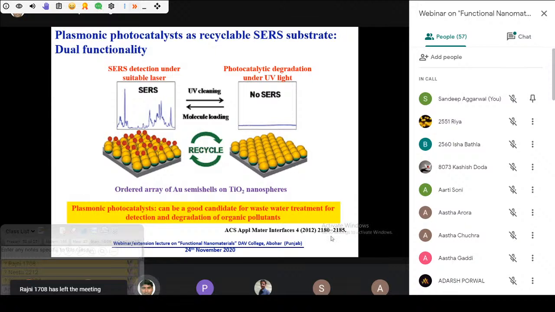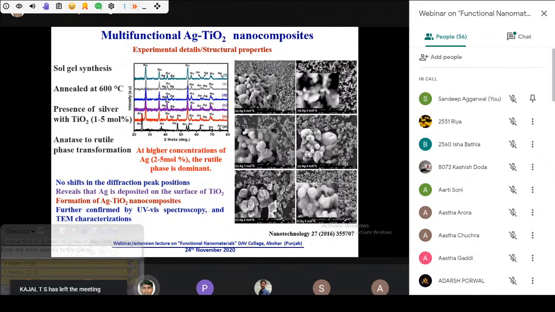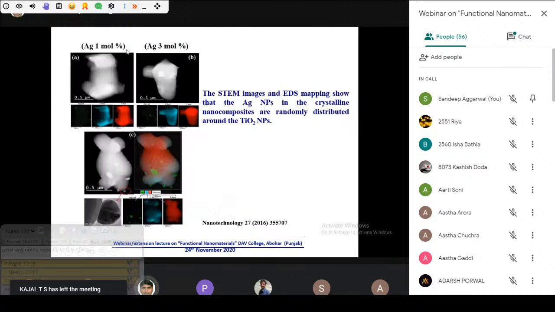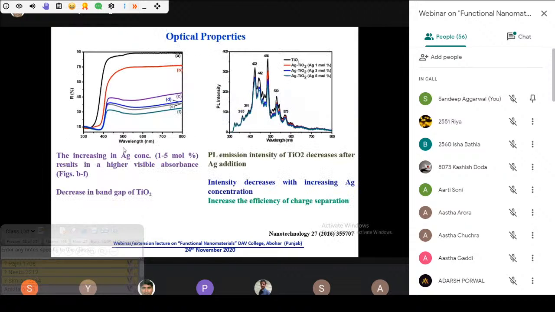And work is going on in this field. If you look, you will find there is something going on. This is again just an example. I can show you some of the results, like these are the TiO2 nanoparticles, and silver nanoparticles are just on the surface. So these are again UV visible spectra, photoluminescence. So these things are related to the photocatalytic activity.